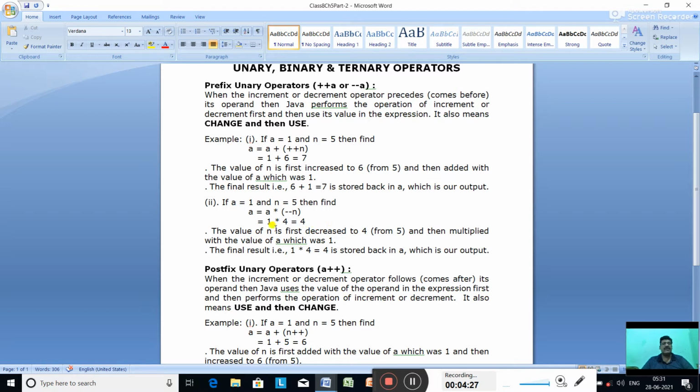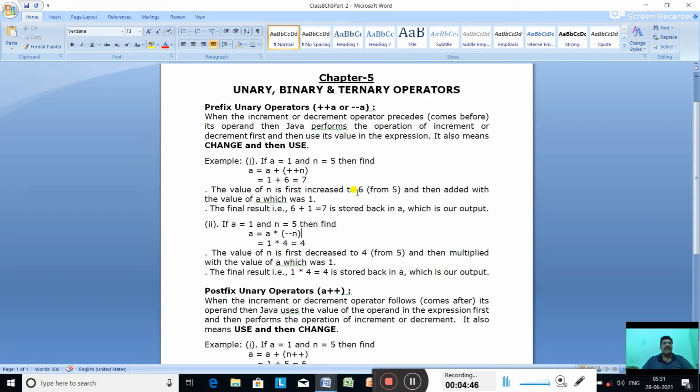This way it works. So the value of n is first decreased to 4 from 5 and then multiplied with the value of a, which was 1. And the final result, that is 1 into 4, 4, is stored back in a, which is our output. Okay, so always remember, whenever the increment or decrement operator comes before its operand, Java performs the operation of increment or decrement first and then uses its value.